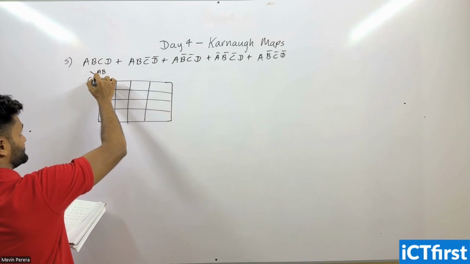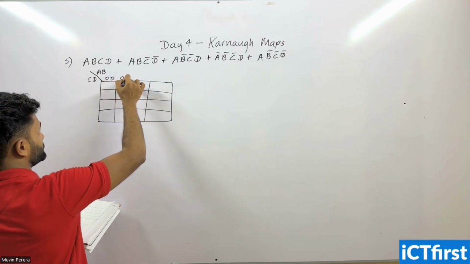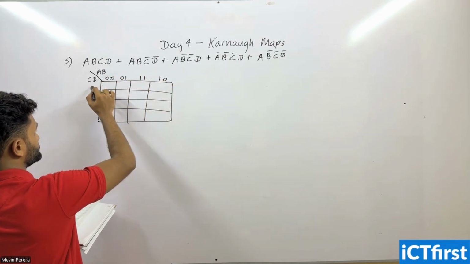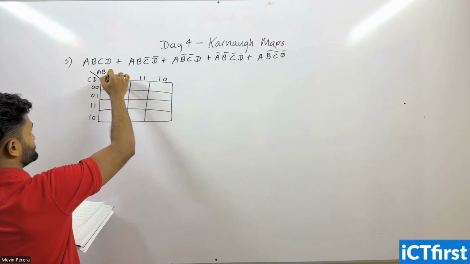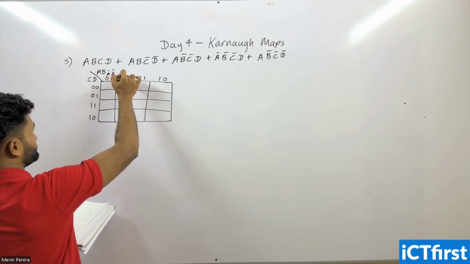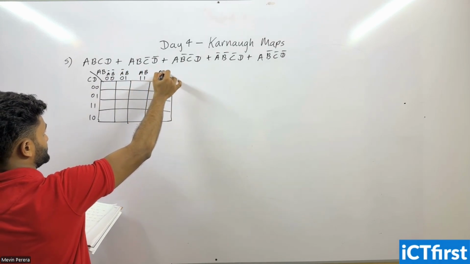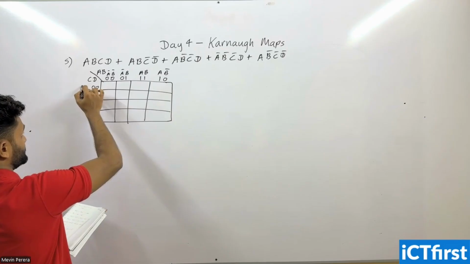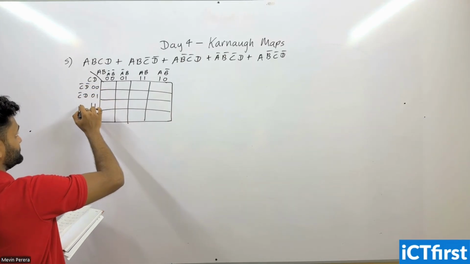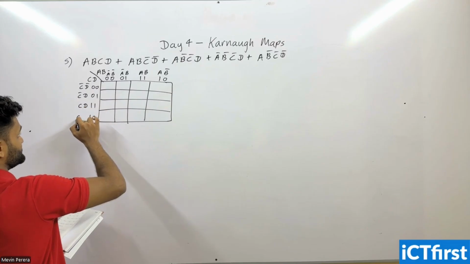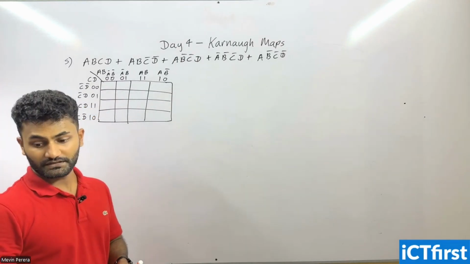A, B, C, D. 0, 0, 0, 1, 1, 1, 0, 0, 0, 0, 1, 1, 1, 0. So A bar B bar, A bar B, A B, A B bar. C bar D bar, C bar D, C D, C D bar.